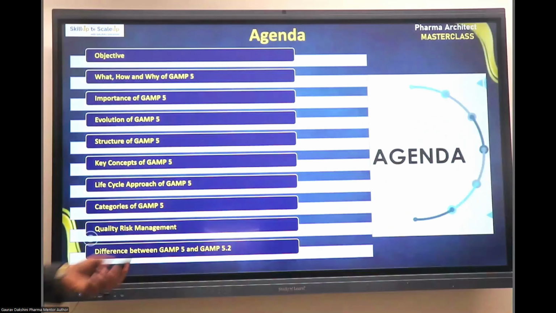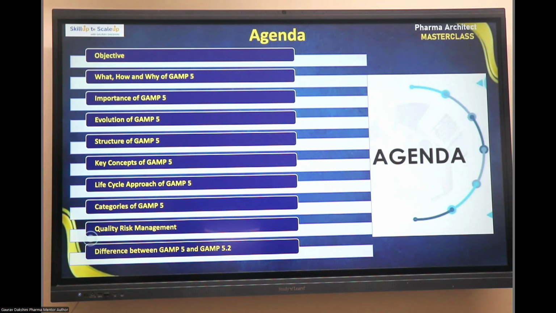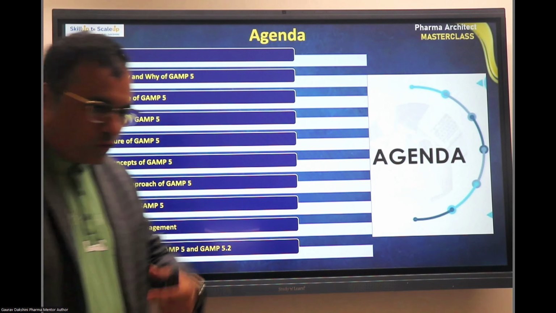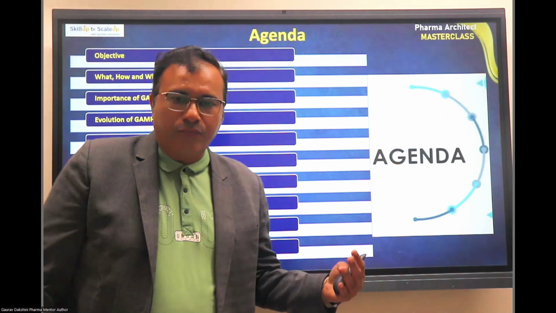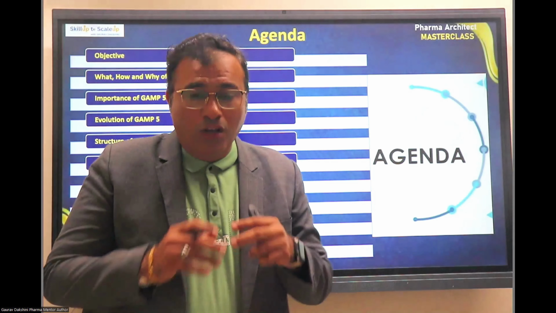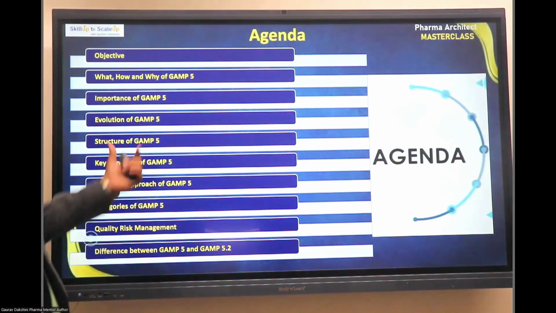So what we will be discussing today is the why, what, and how of GAMP 5, which we discussed last time. The importance of GAMP 5, and how the evolution of GAMP 5 has happened. So what was GAMP 1, then GAMP 2, then GAMP 3, and then 4, and then 5. And again in GAMP 5 also, we are going for a GAMP 5 version 2. So what we are going to discuss on that part.